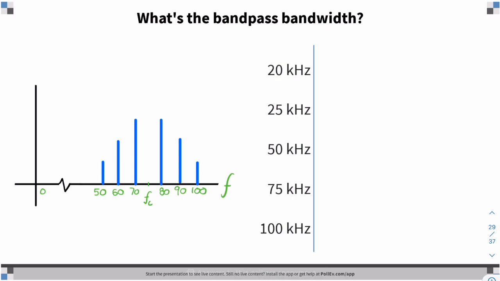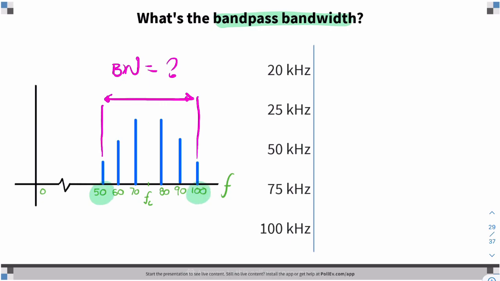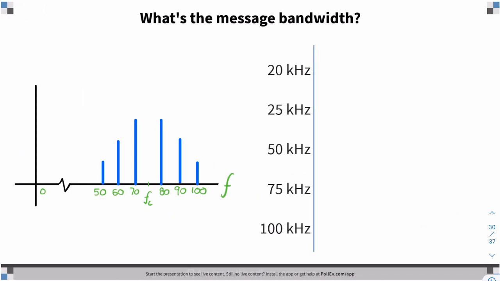What's the bandpass bandwidth? It's a bandpass, so we're talking about the actual modulated signal and not the message. So this is your bandpass bandwidth. So it's simply the difference of the highest frequency and the lower frequency. So it's 100 minus 50. So that's your bandpass bandwidth.